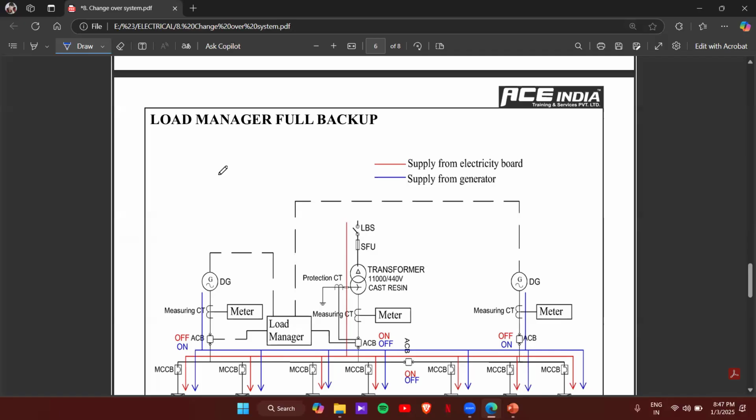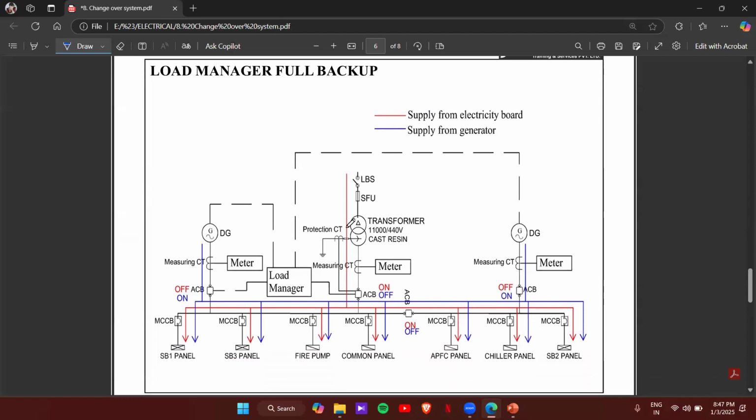As I explained before, load manager is used if you have a number of transformers more than two, like 2 DG, 3 DG, two transformers, three transformers. In that case, only you'll go for load manager. For this one, I'll just show 2 DGs and one transformer here. So start from here, from the transformer side.